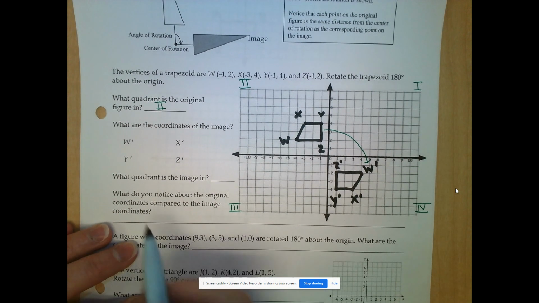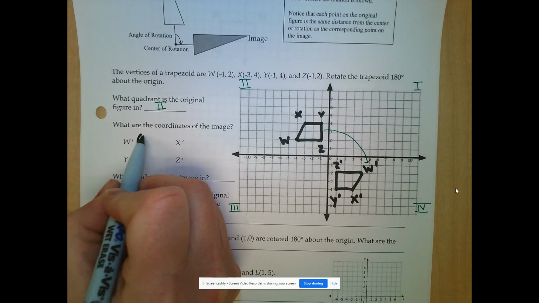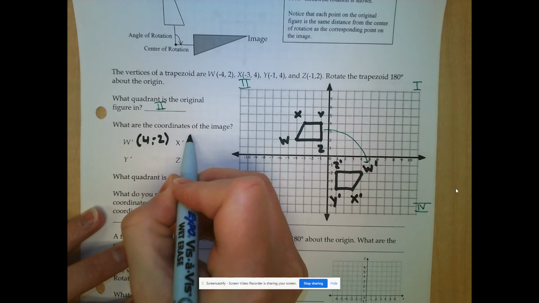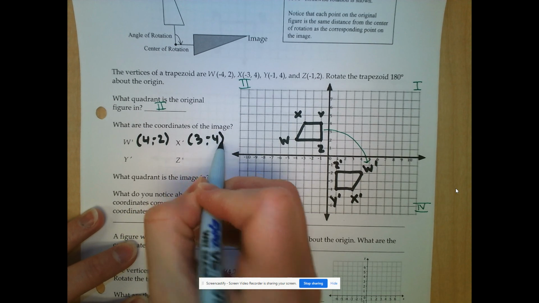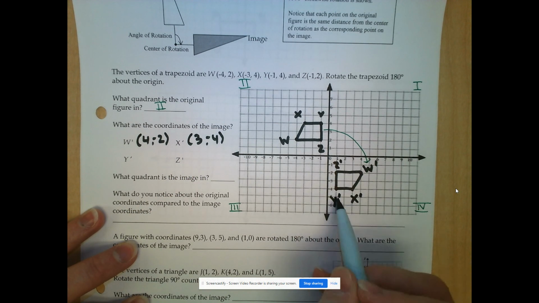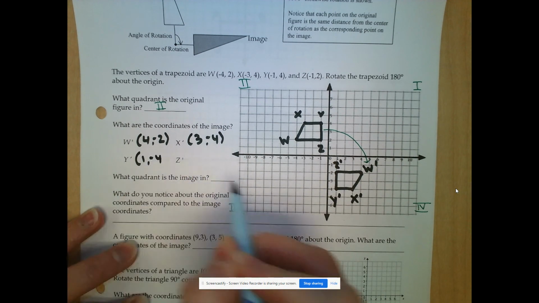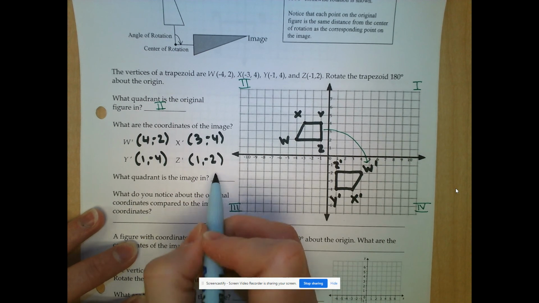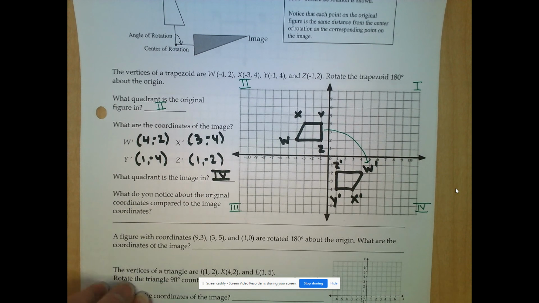So the coordinates of the new image: W prime is 4, -2. X prime is 3, -4. Y prime is 1, -4. And Z prime is 1, -2. And now I'm down here like we predicted in quadrant 4.